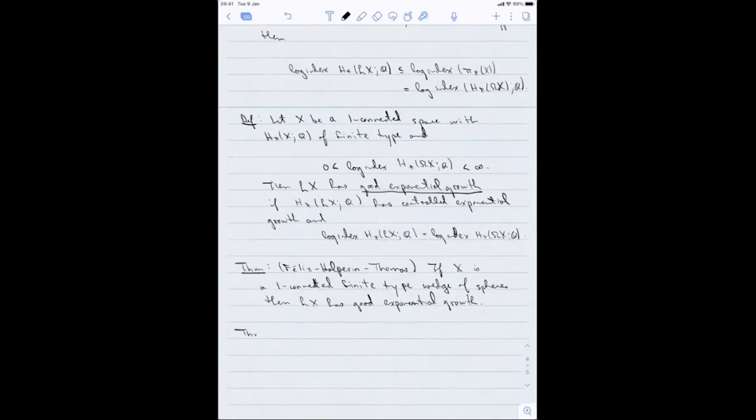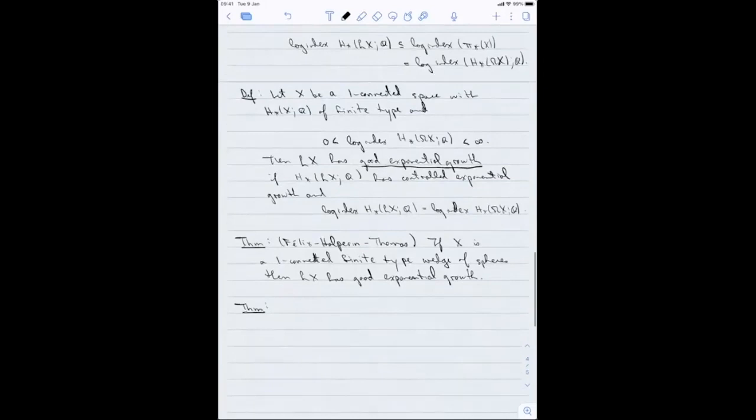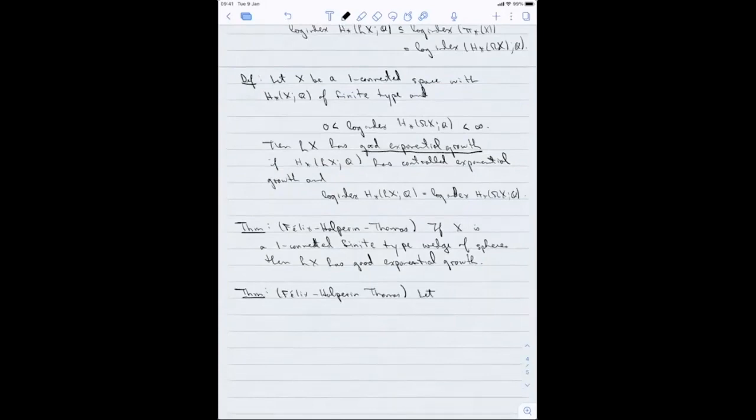And they proved another theorem, which is more of, let's say, a structural theorem. Suppose you have got a fibration where all spaces are one-connected and have rational homology of finite type.